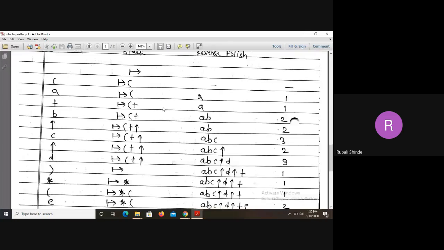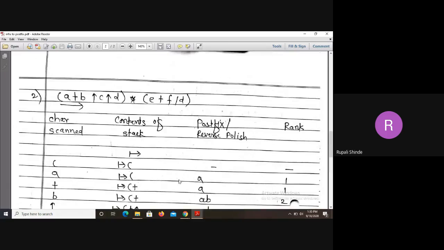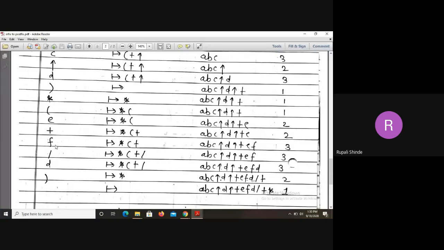The next symbol is plus. This is an operator, so we have to place it onto the stack. So star, opening bracket, plus, these are the contents of the stack, and the rest of things remain the same. Now the next symbol is F. This is an operand, so we write it into postfix form directly. Now check the rank of this expression: 1, 2, 3, 4, 5, 6. 6 minus 1, 2, 3. That's why its rank is 3.